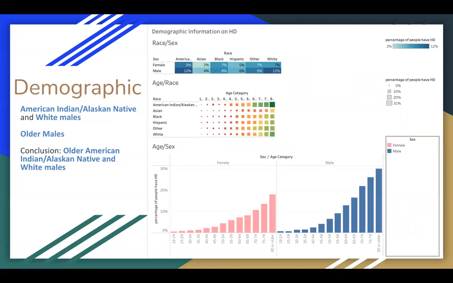Males are generally more likely than females to have heart disease, with the American Indian or Alaskan Native and white males most likely. Also, older people in general are more likely to have heart disease, with older males more likely than older females. The conclusion is that the older American Indian or Alaskan Native and white males have the highest risk factors.